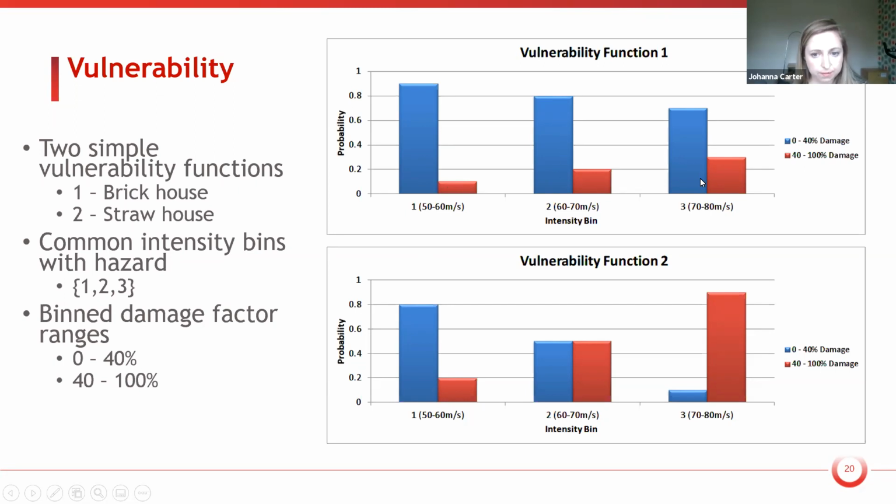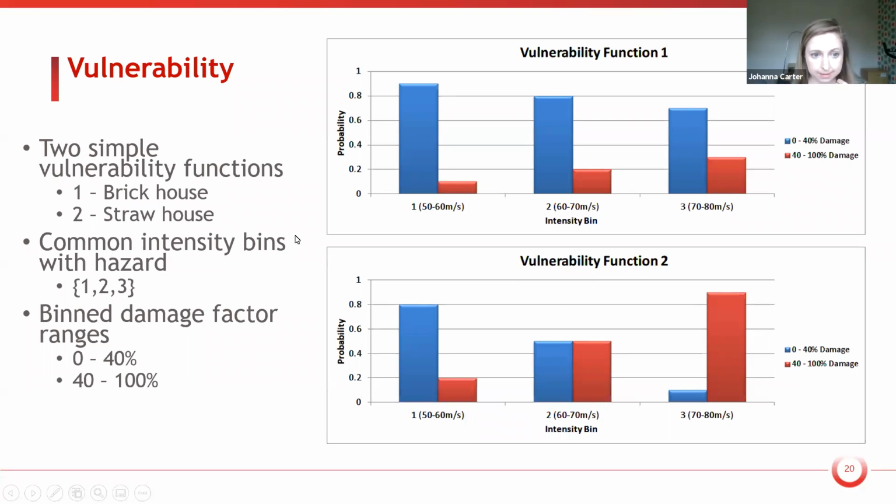And that's defined for every single bin. If you compare the 2, you can see that there's more red on the bottom chart. That means that there's a higher probability of worse damage, i.e. it's a more vulnerable structure to wind, being a straw house rather than a brick house. So this is the way we build our vulnerability functions.